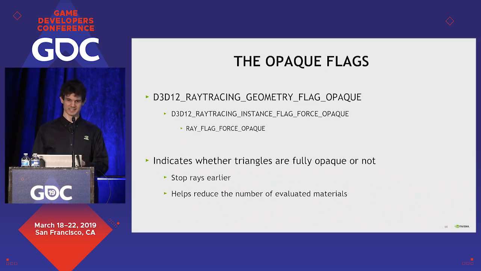Anyway, this flag says that a given triangle, a given set of triangles, is fully opaque. That means that if a ray hits that, we know that the ray is ending here. It will not go through and have to spawn other rays. And let's see how this flag interacts with everything.